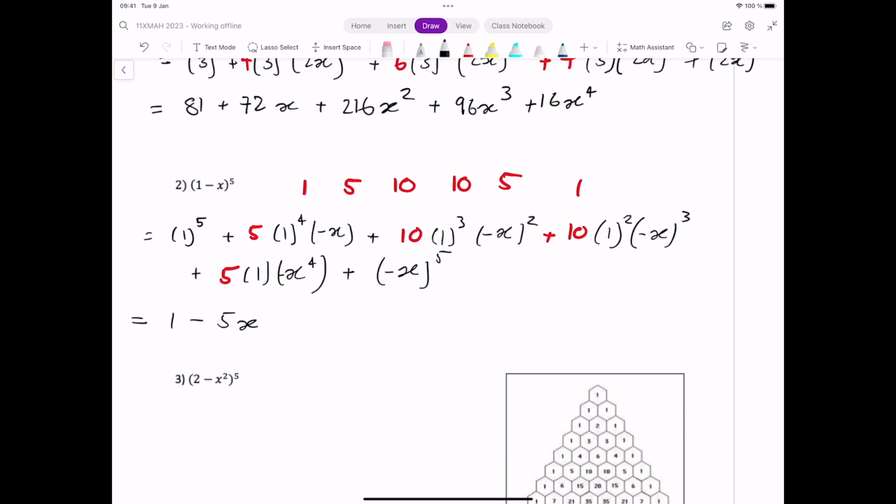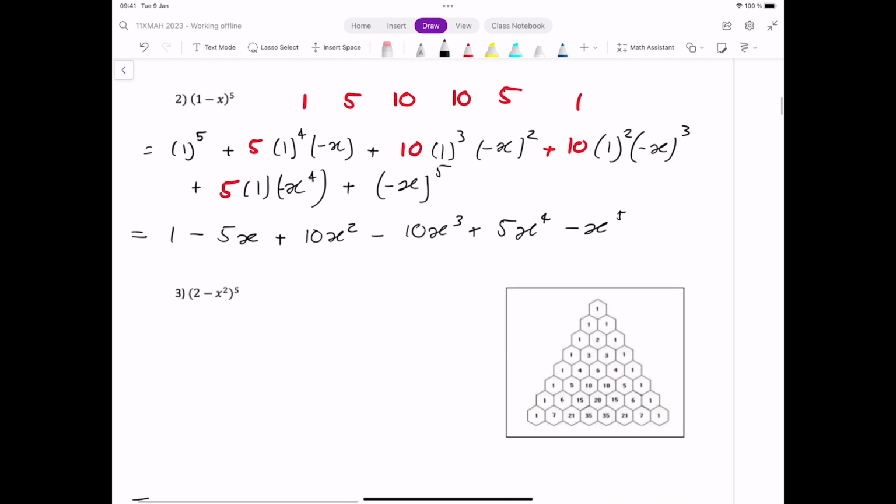Notice that our odd powers will remain negative and for the even powers the negative will go away, plus 10x squared minus 10x cubed plus 5x to the power of 4. It is a plus, sorry, plus x to the power of 4 because it's an even power, minus x to the power of 5 because it's an odd power.